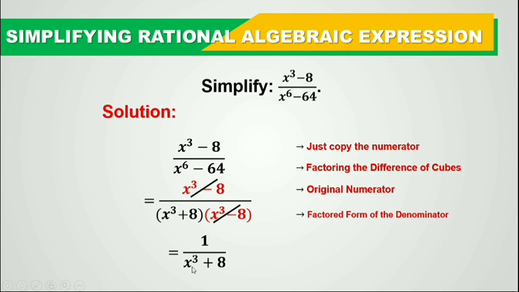You don't need to factor this one because the instruction is just to simplify the given rational algebraic expression, not to factor them. However, we have to use the factoring techniques so that we could simplify the rational algebraic expressions into its lowest form. Alright? So this is now our answer for this particular example.